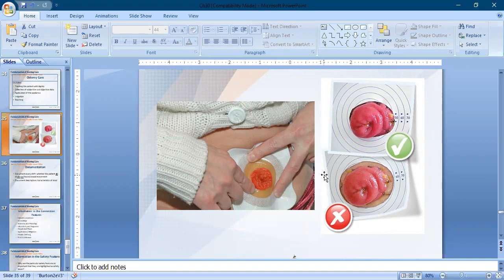The NCLEX board asks this question: how do we have to clean it? Just simple water and soap, and dry it thoroughly, and do not use any kind of moisturizer or powder. And also cut the opening of the skin barrier, usually 1/8 inch longer than the stoma. And always apply the skin barrier and pouch, using the barrier paste as needed for leaks. So this is the basic information we have to know for ostomy care.